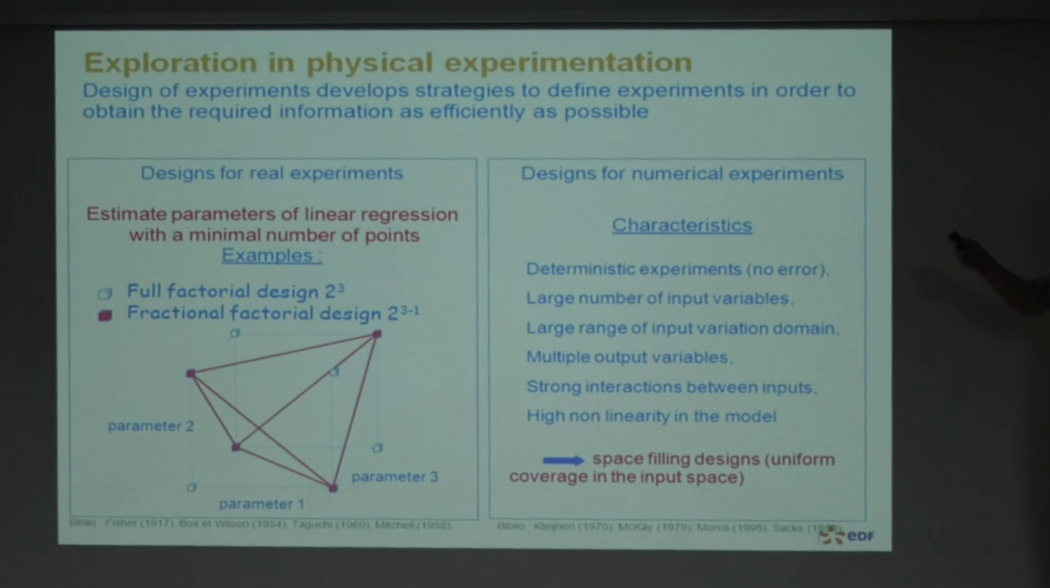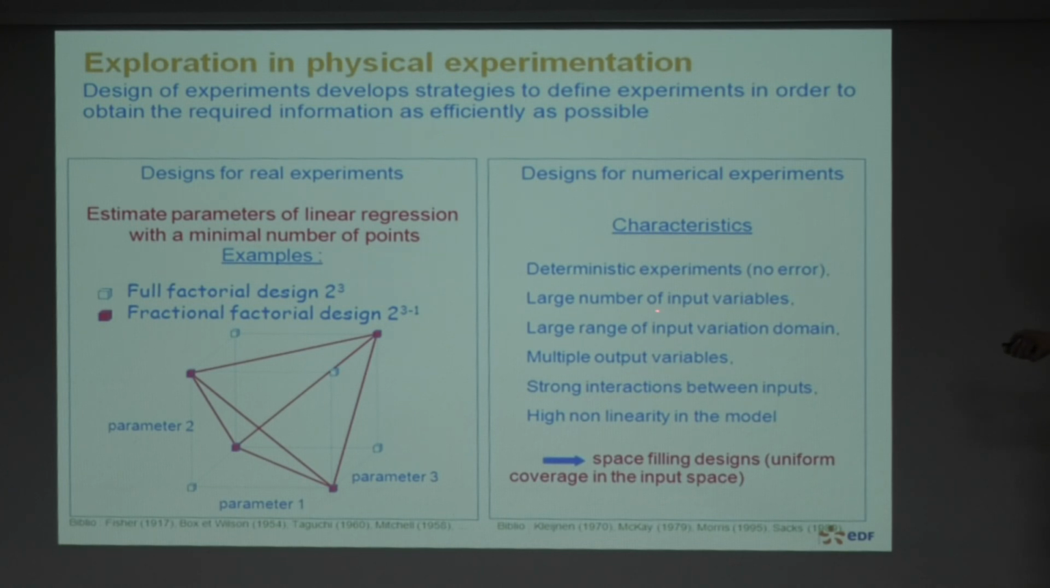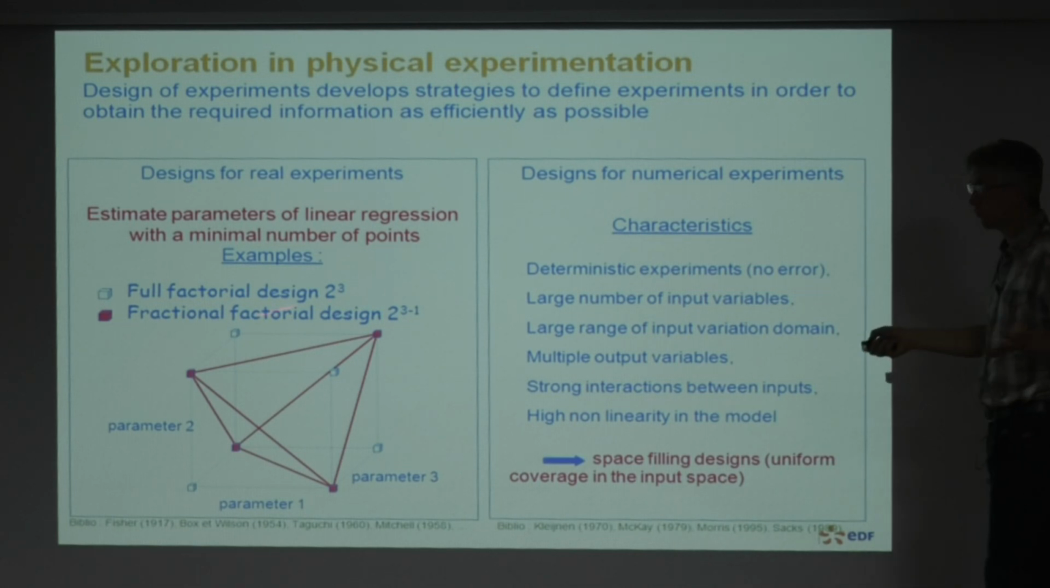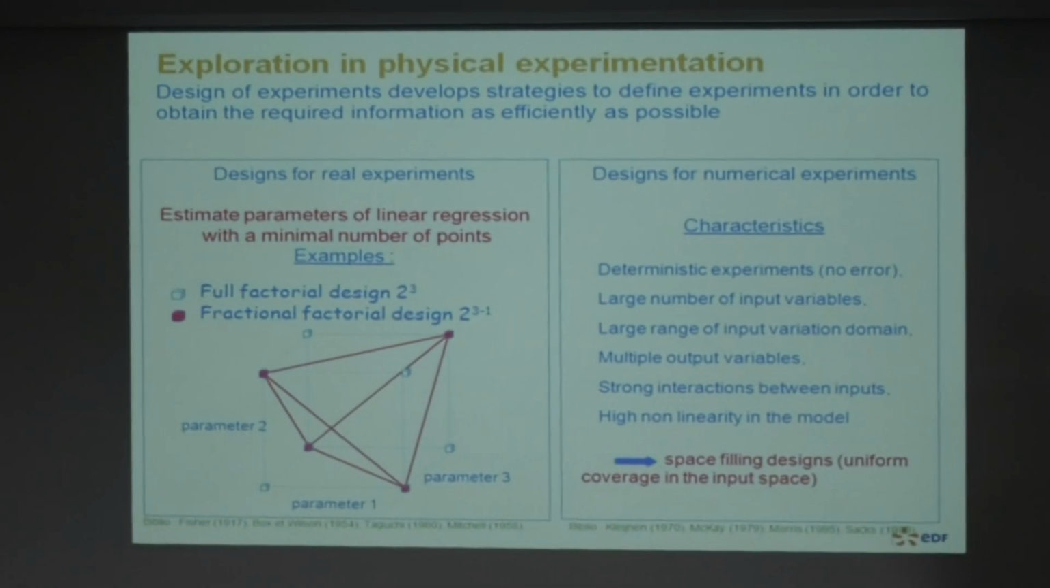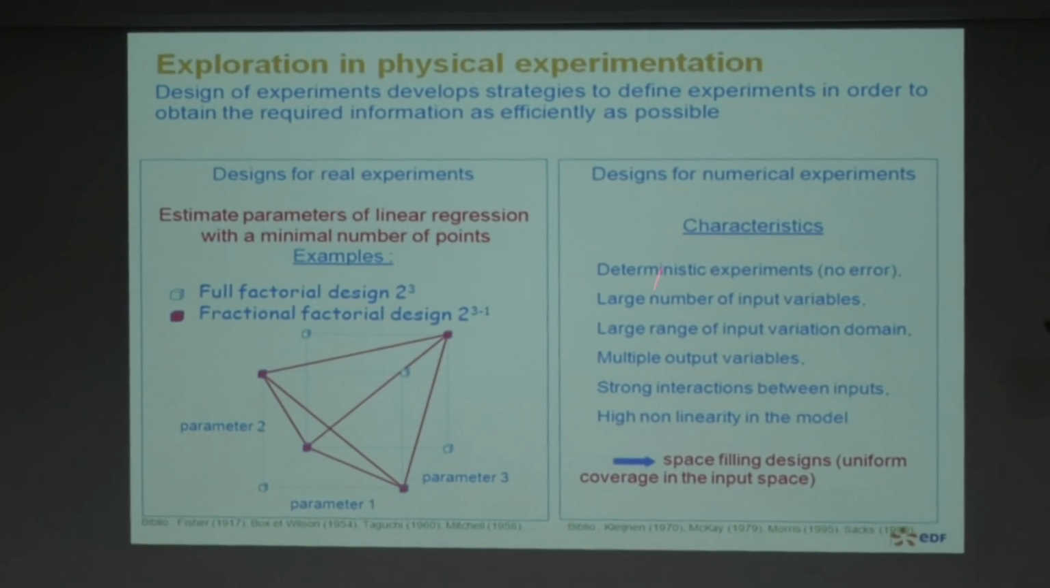Second, when we deal with computer code, it's easy to have a very large number of input variables, because it's easy to change something in a file. However, in the real world, it can be difficult to control many parameters when you make physical experiments. You can also test a very large range of input variation domain, between 0 degrees, for example, and 300 degrees. There is no problem. In the real world, it's more complicated to make such a variation of temperature.